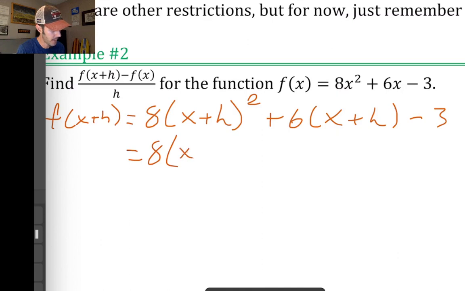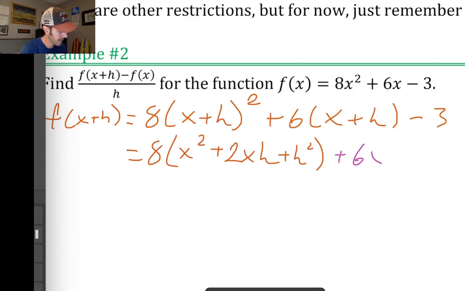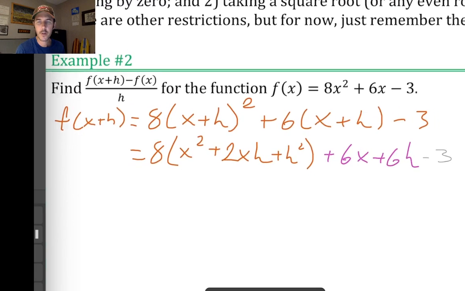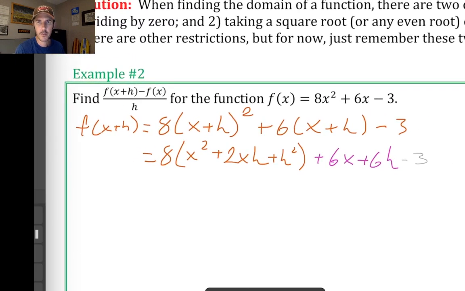I'm going to do that in my head, and I get x squared plus 2xh plus h squared. And then the next term becomes plus 6x and plus 6h. And then finally, the minus 3 comes down. All right, I wrote those in different colors to illustrate that they are the result of those 3 terms above. Now we'll distribute multiplication by 8.